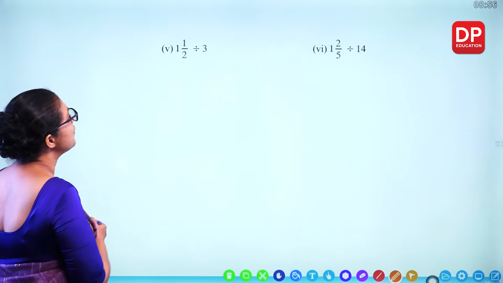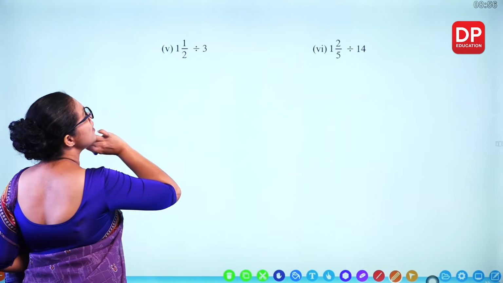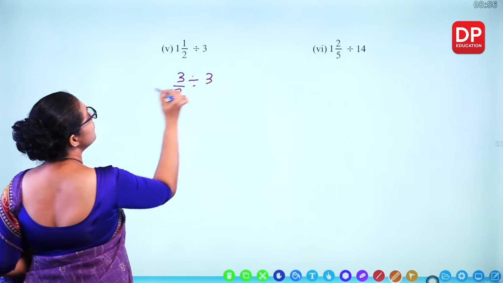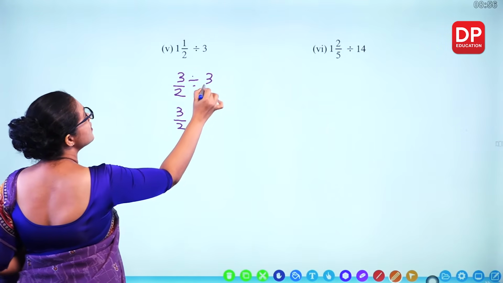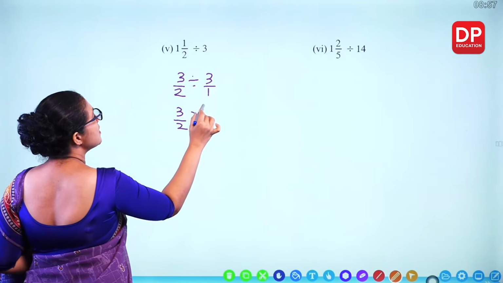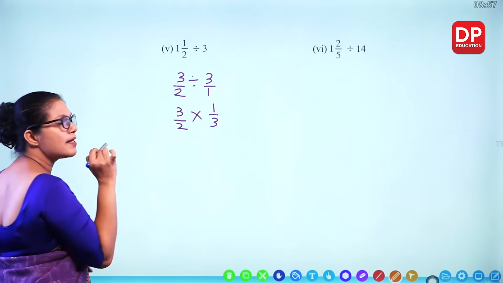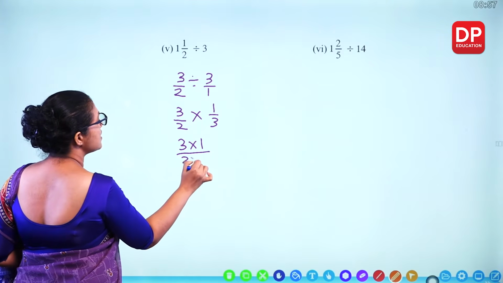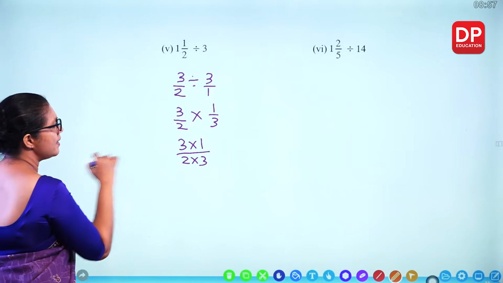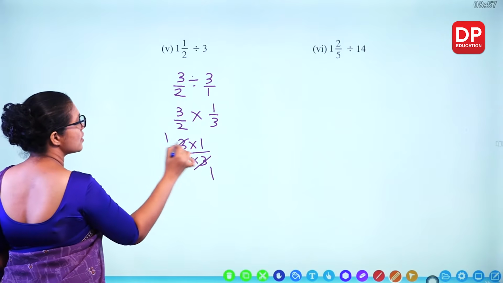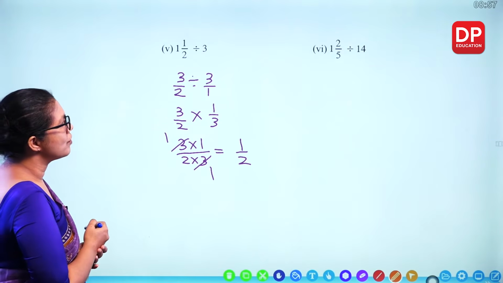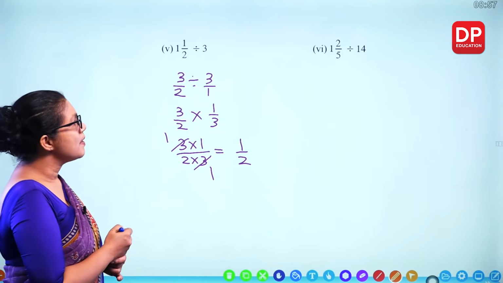1/2 divided by 3. So convert to improper fractions, 3/2. Then convert this to multiplication by taking its reciprocal. Now multiply the numerator and the denominator separately. 3 gets cancelled out. So what's remaining? You get half.